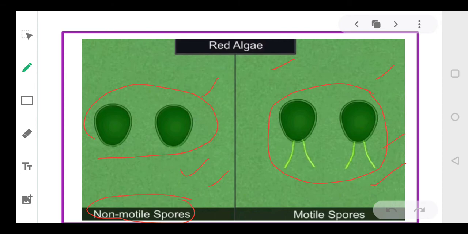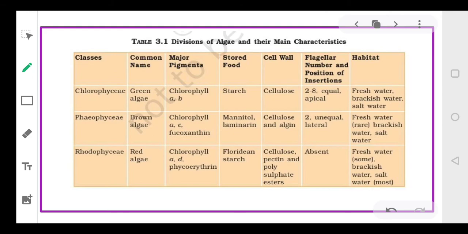Now we can compare all the three algae that we have spoken so far. Chlorophyceae is commonly called a green alga. It contains chlorophyll A and B. Food is stored in the form of starch. Cell wall is made up of cellulose. Flagella are approximately 2 to 8 in number, they are equal in size and they are present on the apical surface. Mostly found in fresh water, brackish water and salty water.